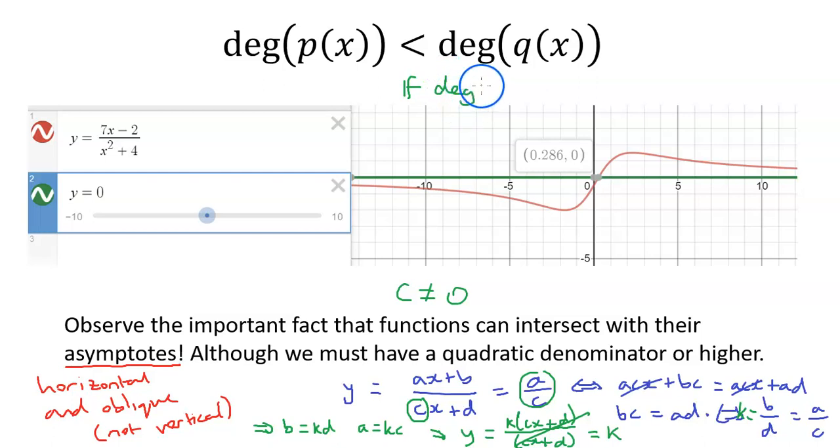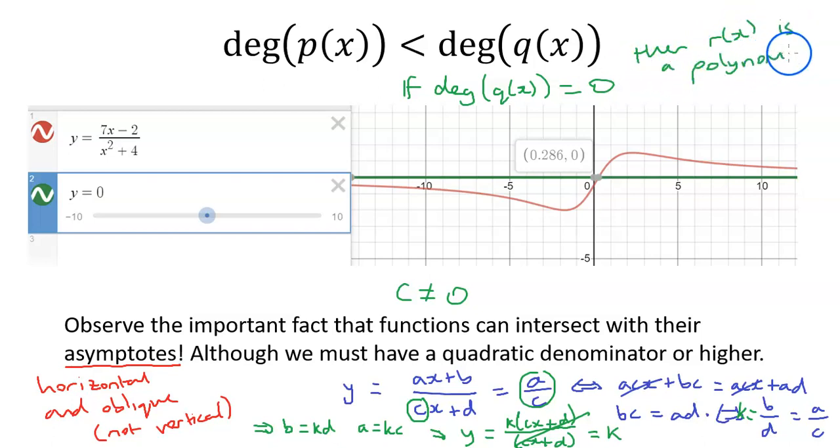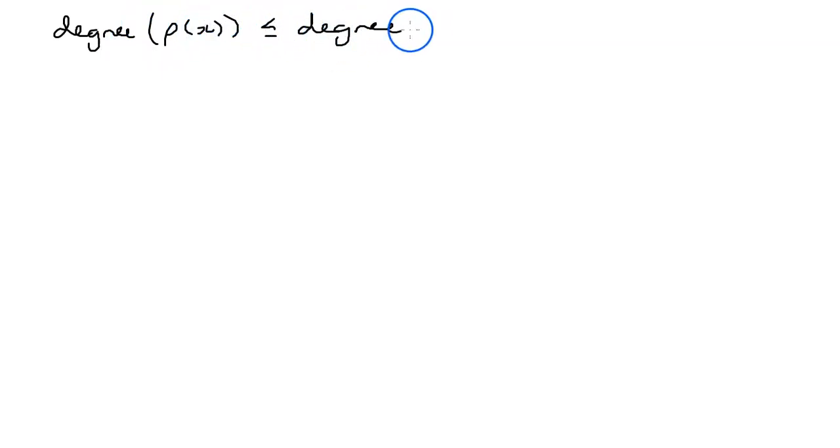If the degree of q of x were to equal 0 when we're doing this study, then r of x is just a polynomial. So it's a trivial situation and it doesn't have asymptotes. So when we're dealing with asymptotes, we're always assuming the degree of q of x should be greater than or equal to 1. Now let's consider, for the general case, the degree of p of x is less than or equal to the degree of q of x.